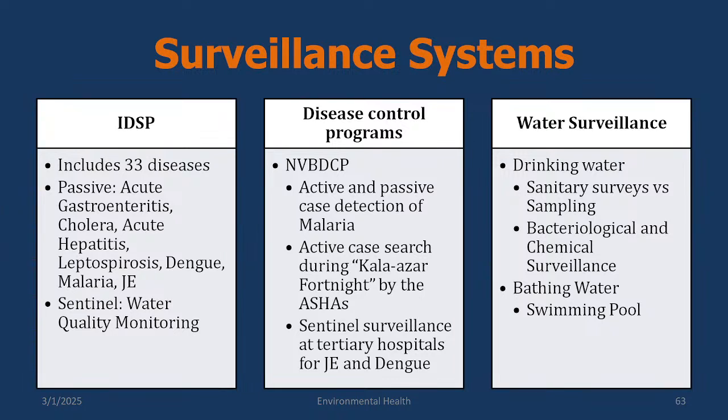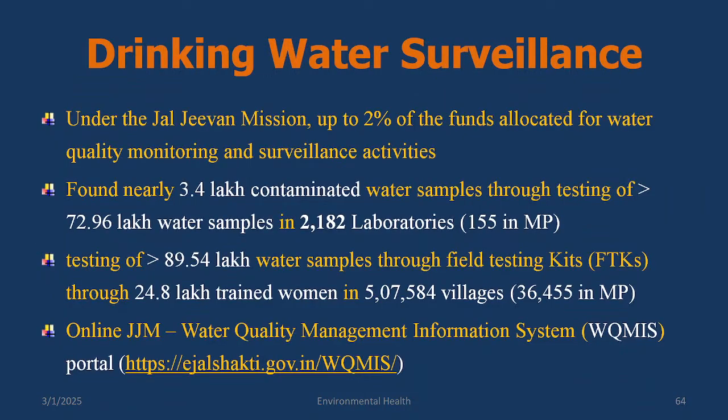There will be surveillance of swimming pools also, and as community medicine PGs in many medical colleges, it doesn't happen here, they do this very frequently, swimming pool water surveillance and drinking water surveillance also. Under the Jal Jeevan Mission, 2% of the total allocated fund can be used for surveillance. And what are the facts which we know? Nearly 3.4 lakh contaminated samples were found, tested since this mission started in 2019.